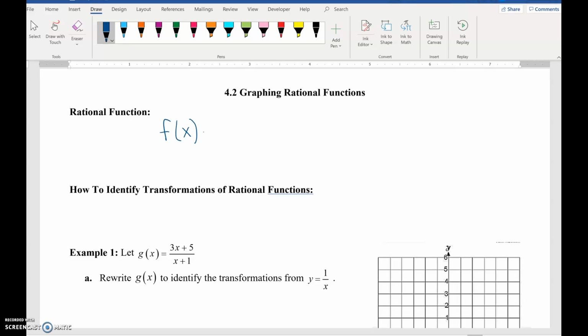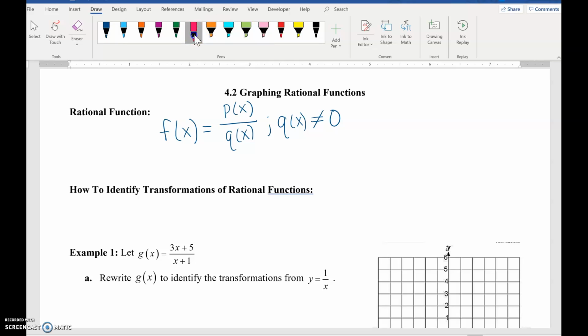Well, it is a function where you have a polynomial. So we're just going to use p of x to represent the first polynomial, divided by another polynomial that we will just use q of x for. One thing we learned yesterday and over our math career is that we cannot divide by 0. So q of x, whatever that is on the bottom, cannot equal 0.